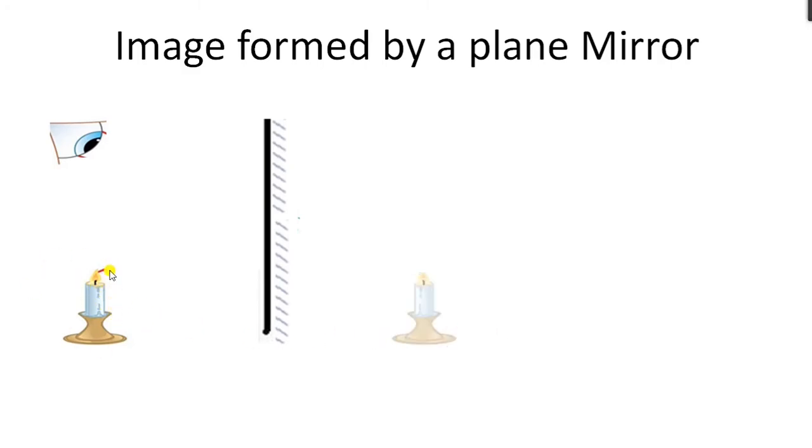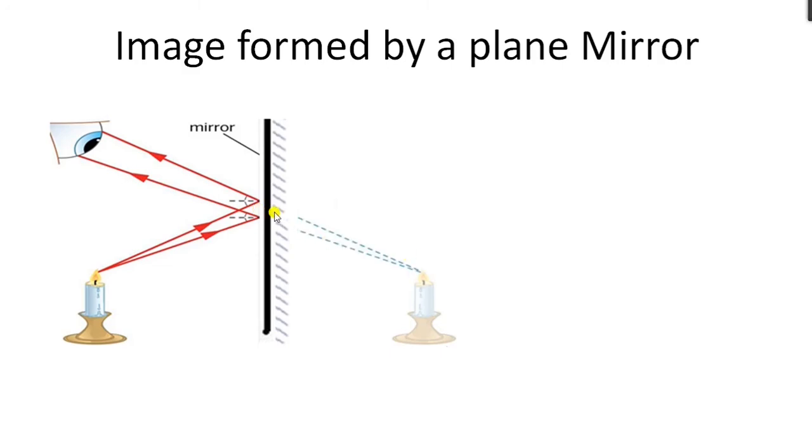Now let's understand the method to draw the image formed by a plane mirror. So first we'll draw the object, we draw the mirror, and we draw one eye out here. And at the same distance from the mirror we draw the image of same size, and we draw two lines from the object, it goes to eye, and from here we draw dotted line which reaches the image. This is the diagram of the image formed by a plane mirror.